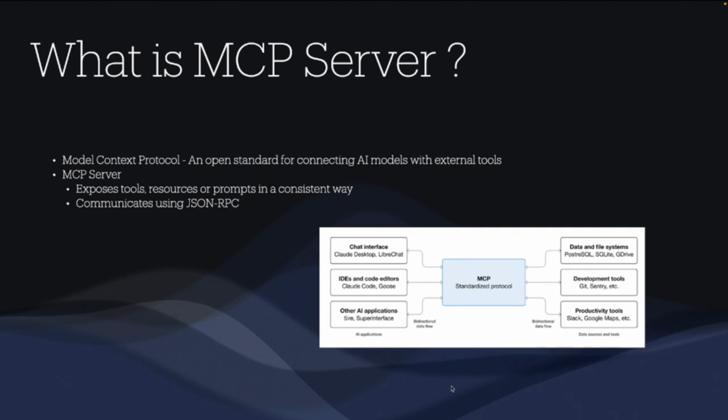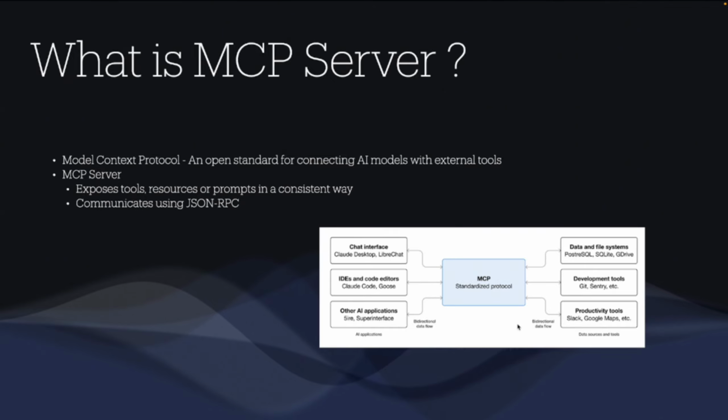As you can see in the diagram, the MCP server is in the middle. AI applications like chat interfaces and IDEs connect to the MCP server, and it provides access to all sorts of data sources and productivity tools. So in short, an MCP server is the key that unlocks external capabilities of AI, making it much more useful in real workflows.